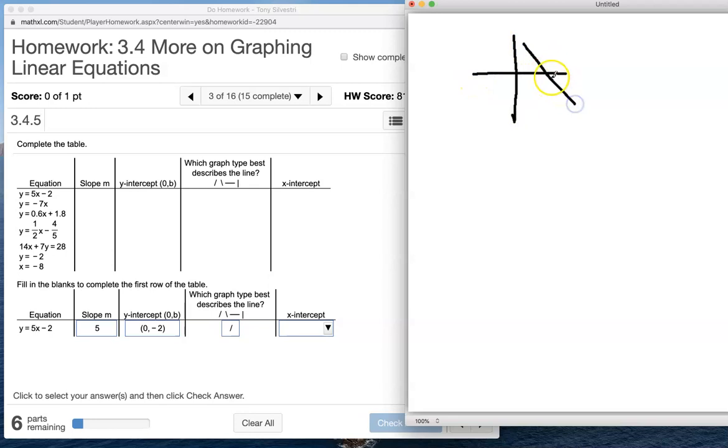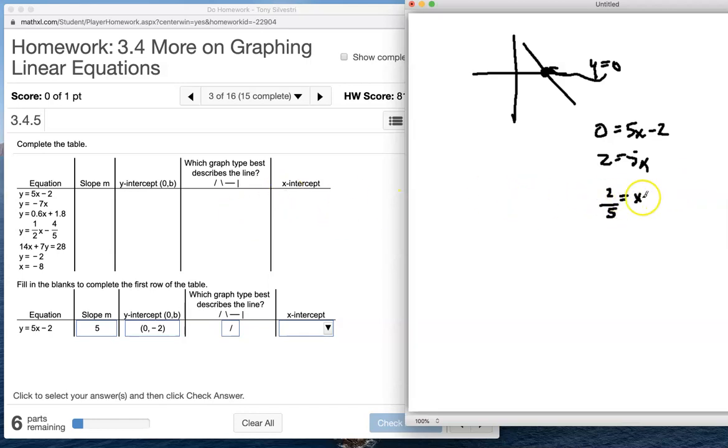Here's the x-intercept of a line right there. It crosses the x-axis. What does it mean when it crosses the x-axis? It means that y equals 0 when it crosses the x-axis. So stick in x, y is 0, 5x minus 2. Okay, add 2 to both sides, and then divide by 5. The x-intercept is 2/5.